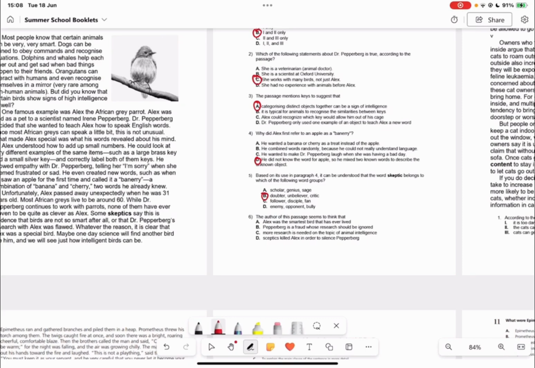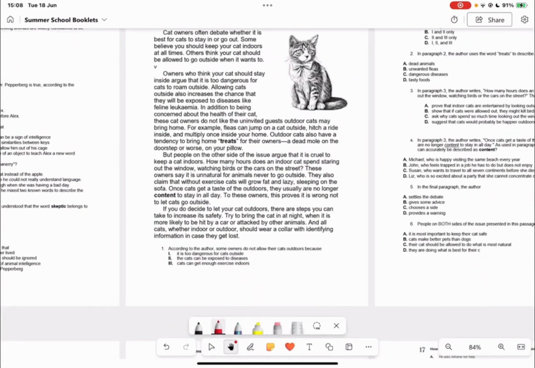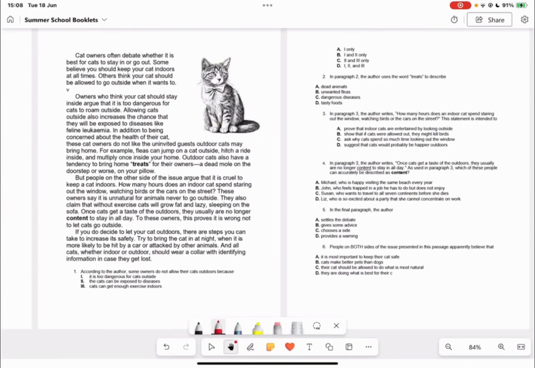Next, question 6. The author of the passage seems to think that Alex was the smartest bird that has ever lived, Pepperberg is a fraud, or more research is needed, or skeptics killed Alex in order to silence Pepperberg. So we know that more research is needed on the topic of animal intelligence. Next, we move on to the next comprehension.